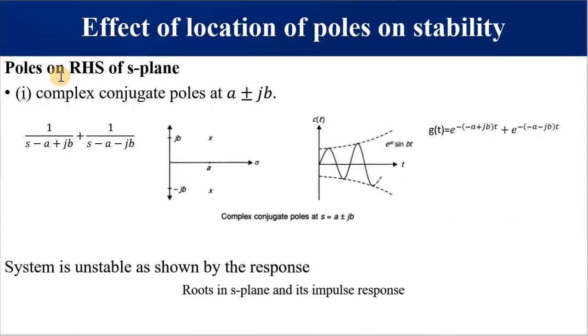Let's proceed. This pole also is on the right hand side of the s plane. Please take note that this is an equation. S equals a plus or minus jb, and this is the response for plus jb. This is the response for minus jb. Please, this is an unstable system. As you can see, if t increases up to infinity, any stable system must approach the steady state. But this is not approaching the steady state.